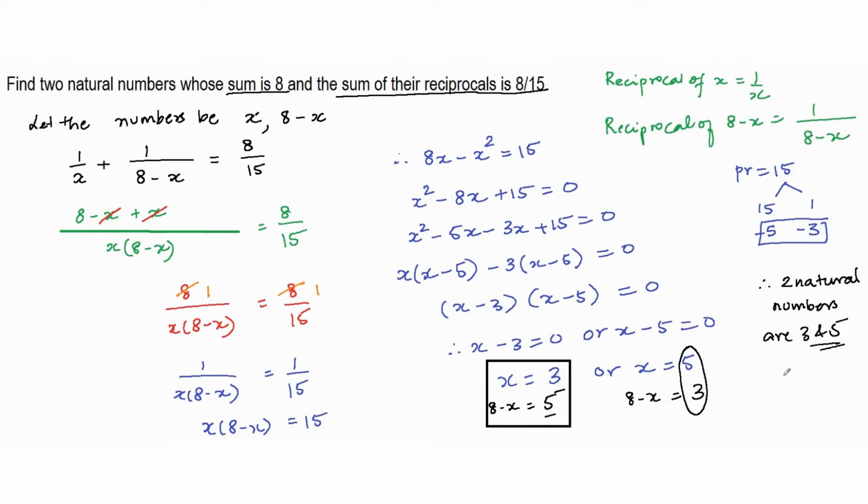Let's perform a quick check. 3 plus 5 is 8, so it definitely adds up. And if I take the reciprocals, 1 by 3 plus 1 by 5, if I add them, I get 8 upon 15. That also matches the given condition, and hence my solution is right. Pausing again for a minute.